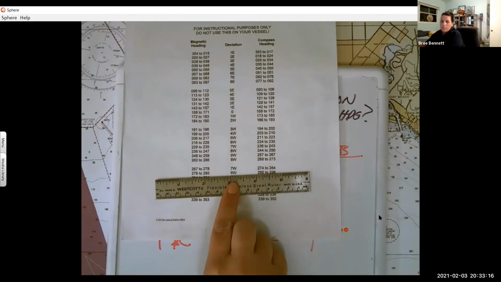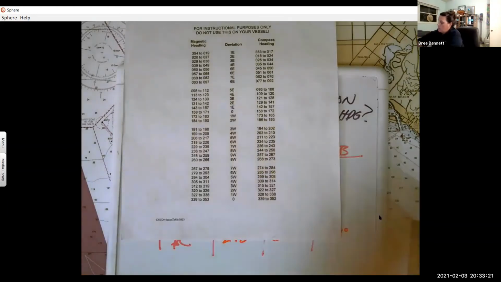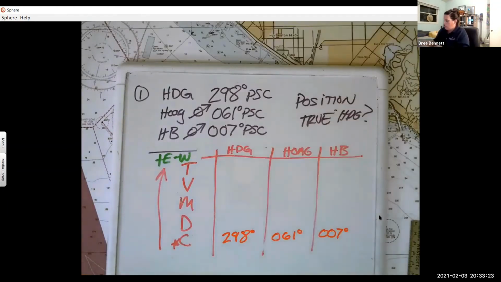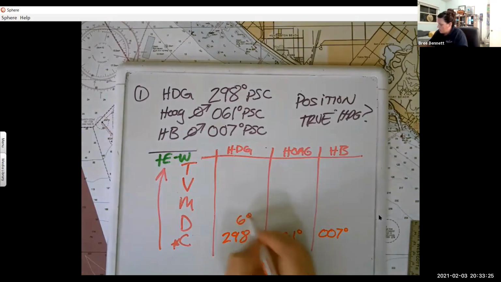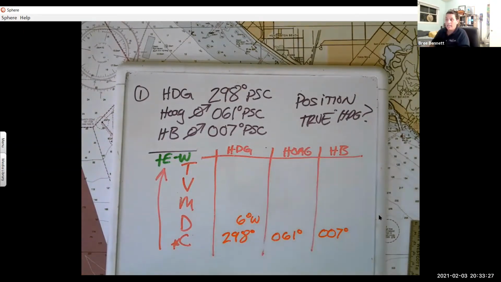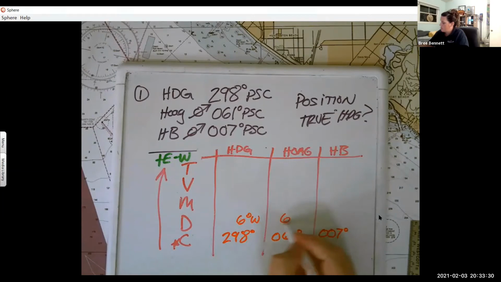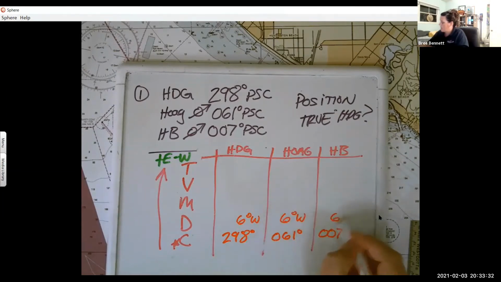Do you guys get the same? Okay. So I'm going to say my deviation is 6 west, and that is the same because my deviation is applied with my heading.